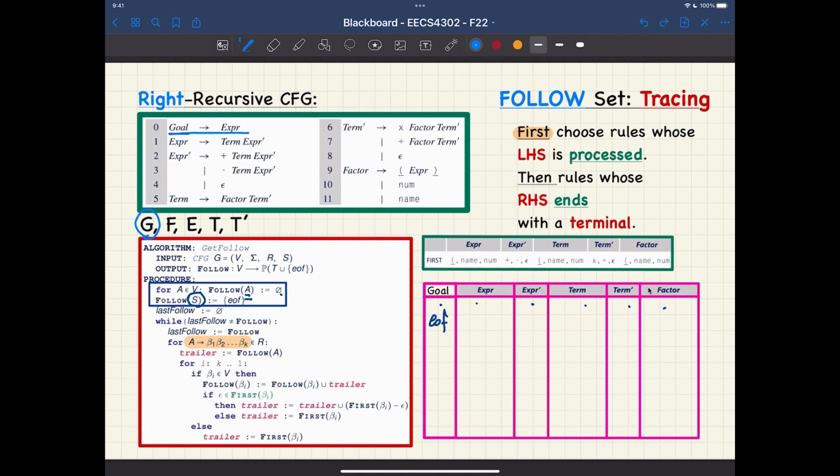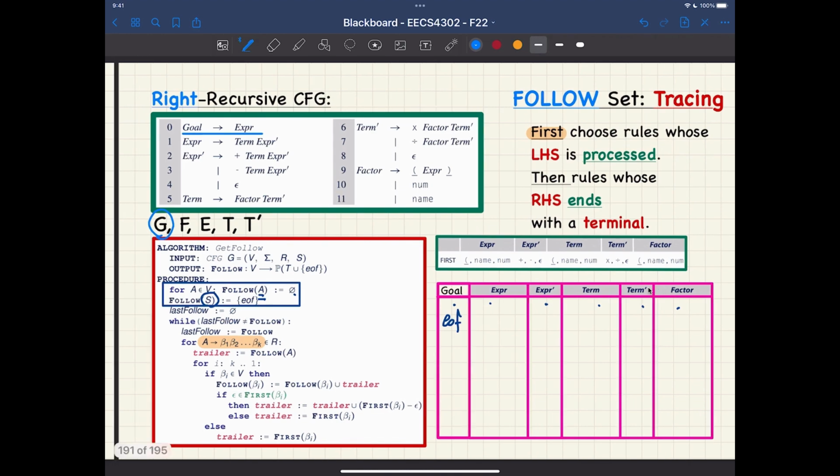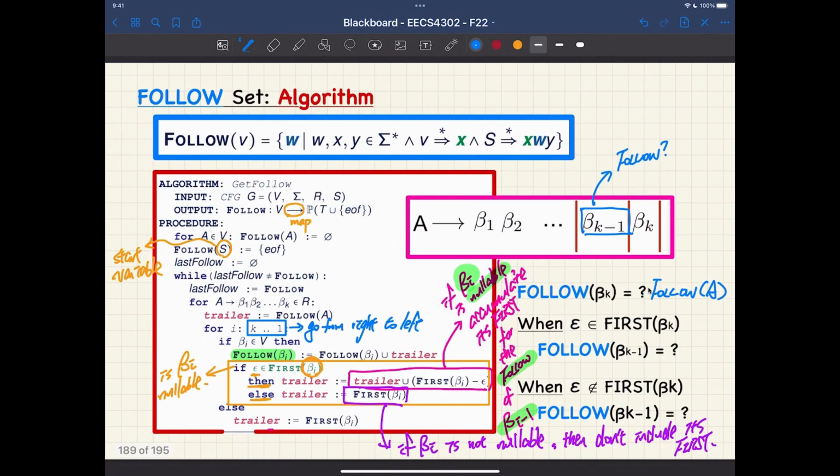And one more thing to mention. Let me just go back to the algorithm. It's easier to see. I will write it down too. You can see here, whenever we are considering a rule, A produces beta 1 all the way to beta k. That means potentially we may have to update k entries in the map. We may have to update a follow for beta k. We may also have to update a follow for beta k minus 1 and all the way to beta 1. That's something we have to update.